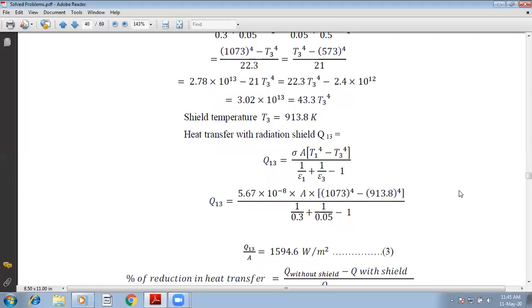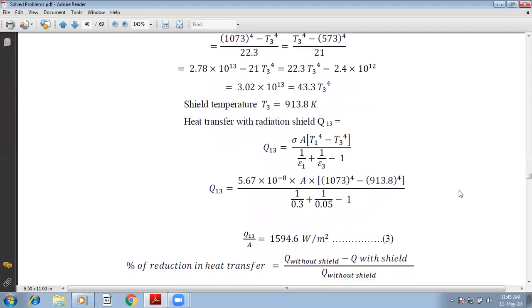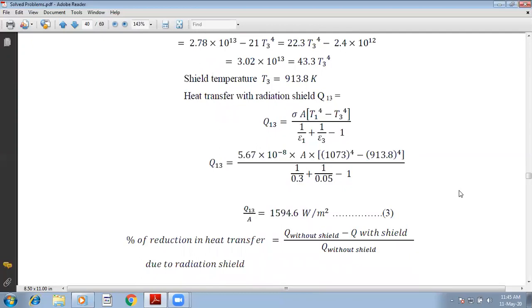Now you have heat transfer per unit area without considering the radiation shield, and you have heat transfer per unit area with considering the radiation shield. Now the second bit of the question is you need to calculate the percentage of reduction in the heat transfer due to the radiation shield. That is given by heat transfer without shield minus heat transfer with shield, upon heat transfer without shield.